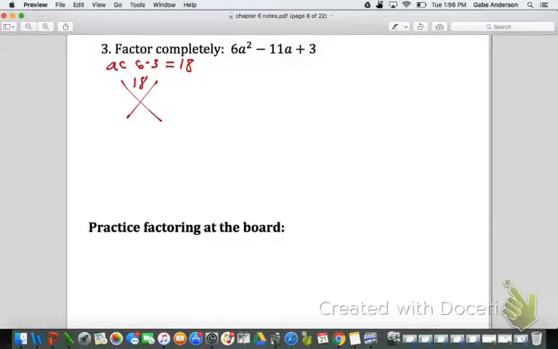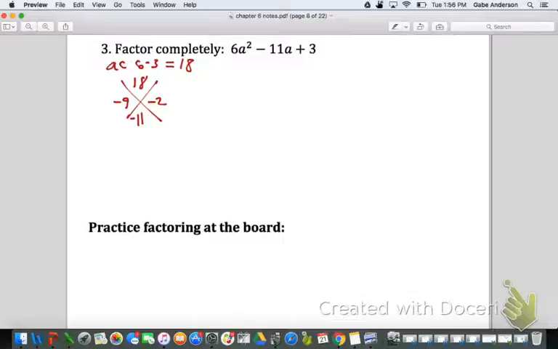And what goes in the bottom of the diamond? Negative 11, that's right. Now we ask ourselves, which numbers multiply to be 18 and add up to be negative 11? That's right. Negative 9 and negative 2. So whether you're using the split the b method or the bottoms up method, these first couple of steps are going to be the same.